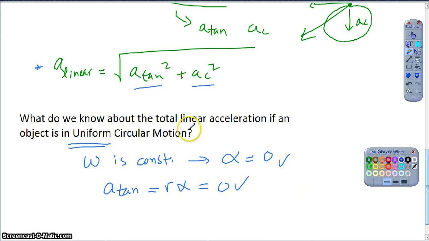So what does that then tell us about the total linear acceleration? Well, if it's in uniform circular motion, the total linear acceleration would be equal to the centripetal acceleration. Now we still have to have that centripetal acceleration, right? So don't forget about it. But in this case, if I'm not accelerating angularly, then I don't have any tangential acceleration. So these two are just equal, right? The linear comes only from centripetal acceleration.